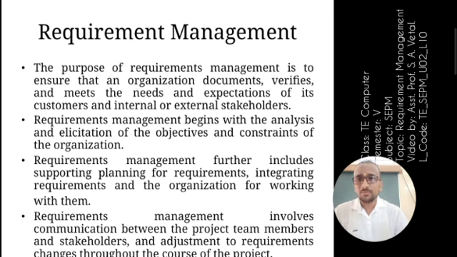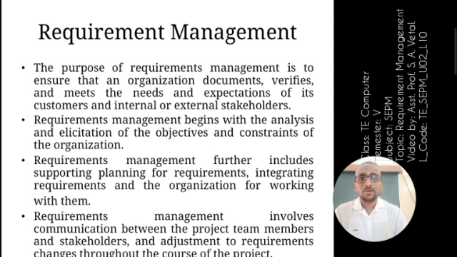The very basic purpose of requirement management is to ensure the organization documents and verifies whether the requirements meet the needs and expectations of the customer, right? Obviously, every software that we are going to develop or build depends on the needs and expectations of the customers or the different types of stakeholders.